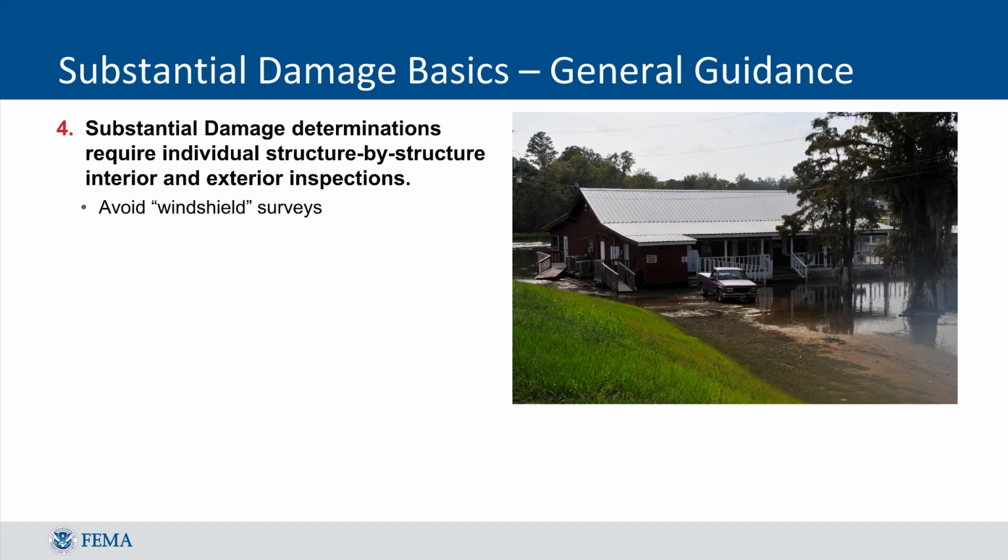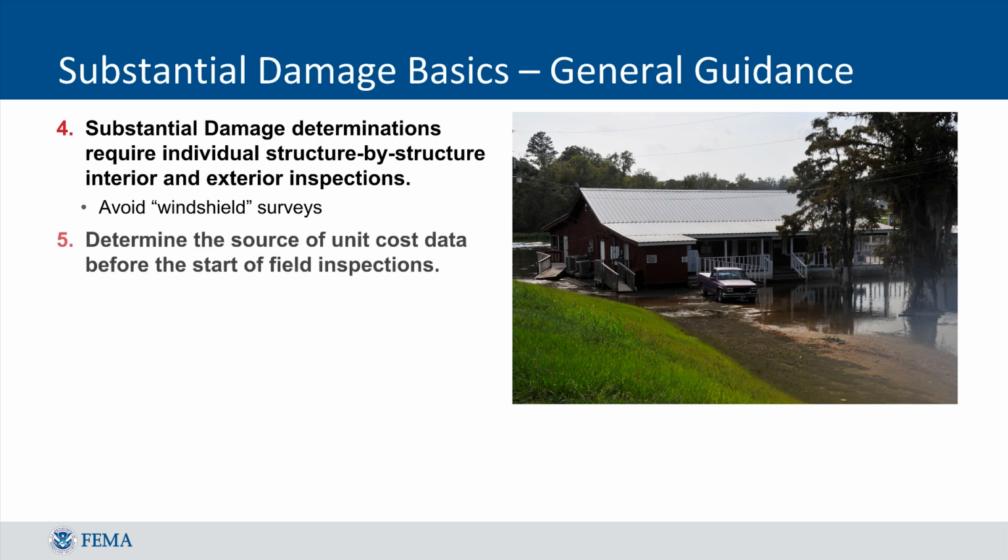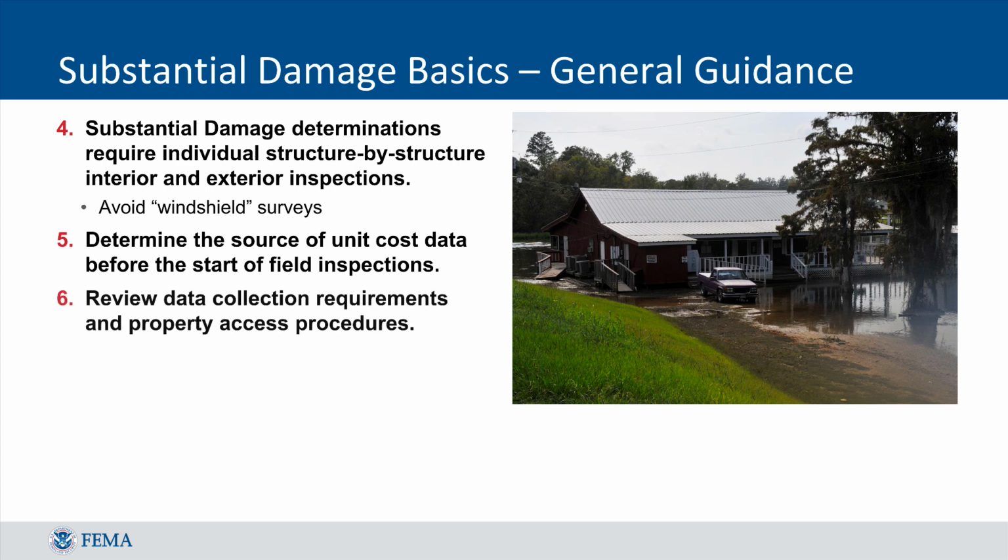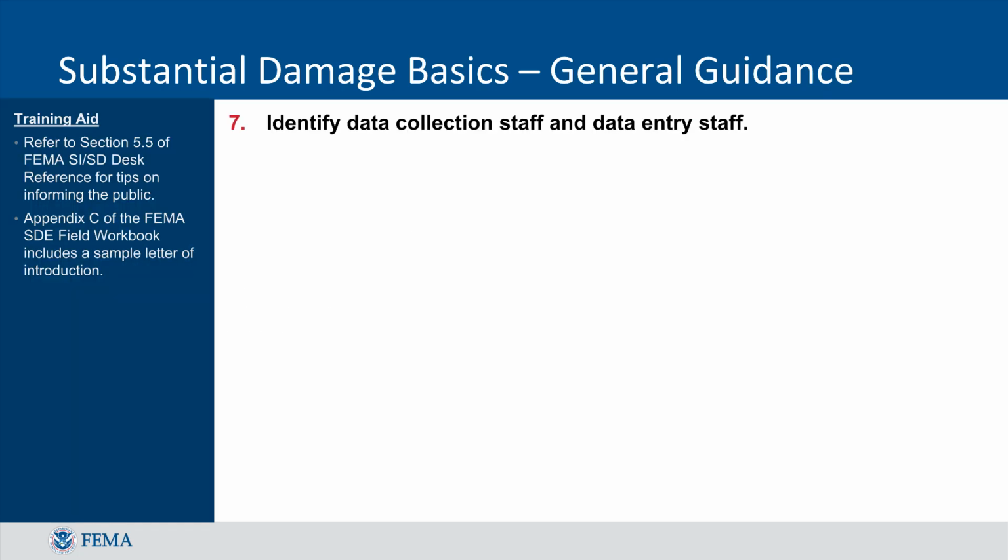After the initial survey is done, preparation for fieldwork can begin. It is required to perform individual structure-by-structure interior and exterior inspections when making full substantial damage determinations. The source of unit cost data will need to be determined before field inspections are started. Before starting fieldwork, review the data collection requirements and property access procedures. Data collection and data entry staff should be identified early on in fieldwork preparation.